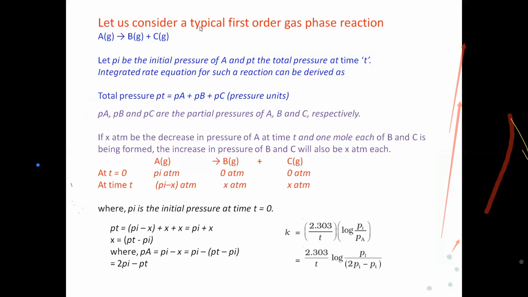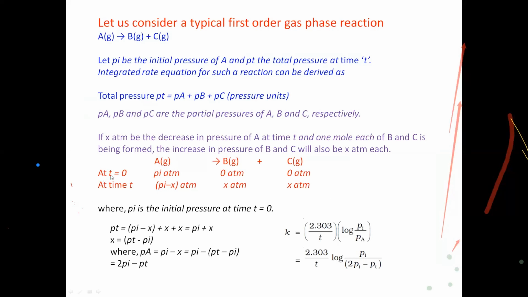Let us consider a typical first order gas phase reaction. So how will you write a typical gas phase reaction? That typical gas phase reaction can be considered as A(g) giving you B(g) plus C. Let us consider that this is a gas phase reaction, right? Now this reaction can also be written in this manner.